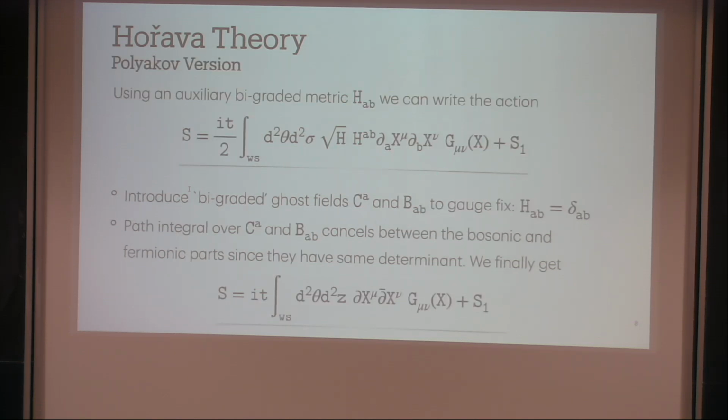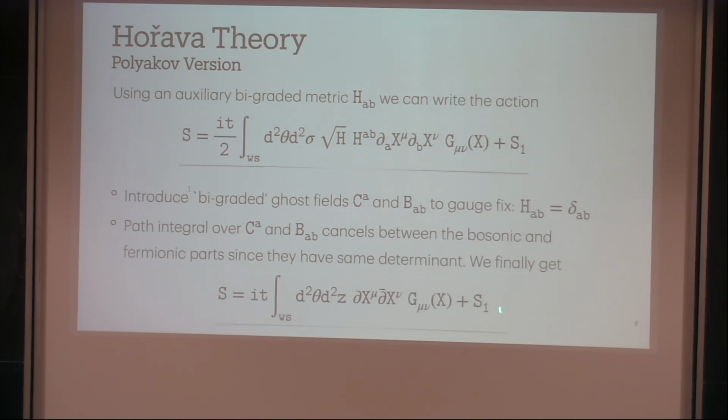Now this capital HAB is an auxiliary metric instead of the induced metric, and accordingly we gauge fix to conformal gauge, and due to that we need ghost fields. Note this HAB is a function of theta and theta bar also, and that's why there are total 4 components, same as for the ghost fields. Since these ghost fields have total 4 contributions, 2 from the bosonic, 2 from the fermionic, they also cancel exactly, and this doesn't have any extra non-trivial zero modes.